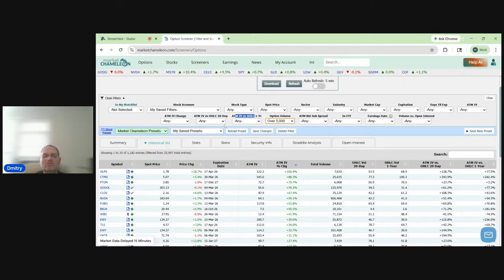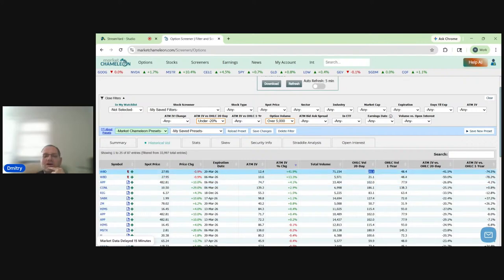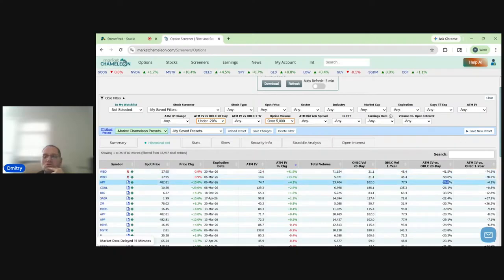So let's say we were looking for something where implied volatility got crushed. It's below. So we could go overvalued or undervalued. We divided it up this way, and let's say below 20%. So click on that. So now you see here where based on the 20-day volatility, the implied vol is below that. Here it's 41% below, 50% below, 26% below. We could sort these. Let's sort them by highest volume.